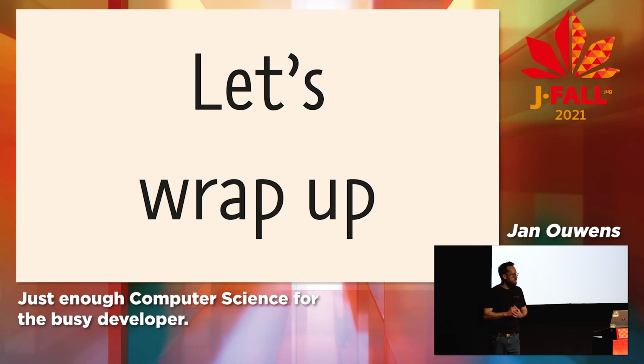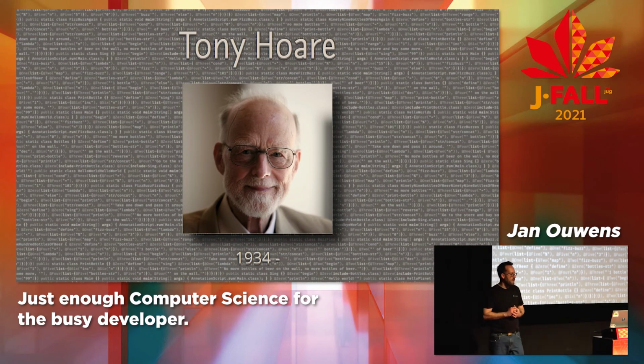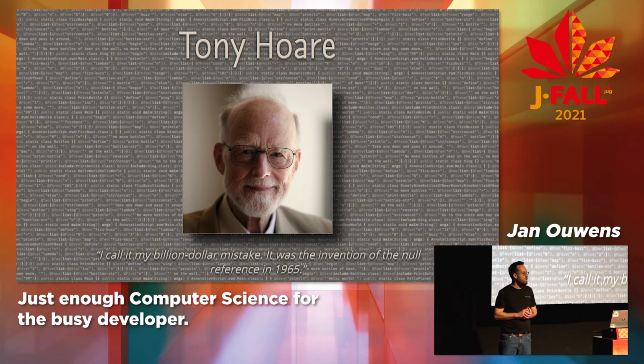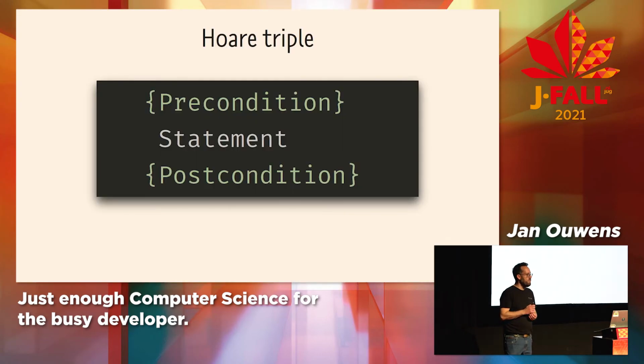So wrapping up, let's talk about Tony Hoare. He is famous for this quote. He came up with the null reference, and he calls it his billion-dollar mistake because null pointer exceptions, debugging them, has cost so many developers so many hours of their working lives. It has probably cost $1 million or $1 billion. So he kind of regrets that decision now. But he also came up with this thing that I showed earlier. It's called the Hoare triple after him, the precondition statement, postcondition thing.